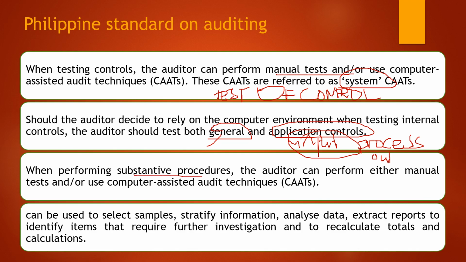When performing substantive procedures, the auditor can perform manual tests and or use computer-assisted audit techniques. Again, this has no effect on the entire audit procedures, but it will promote productivity. Using CAATs, it can be used to select samples, stratify information, analyze the data, extract reports, and identify items that require further investigation. It can also recalculate totals and calculations.